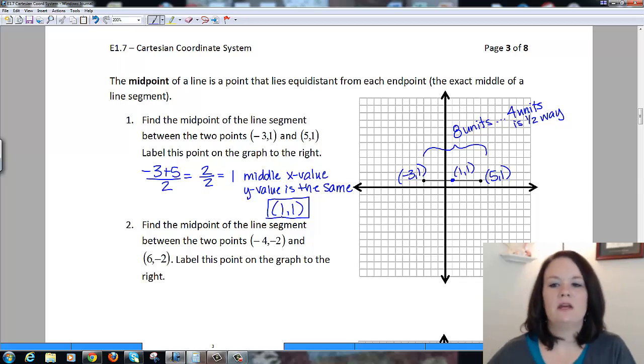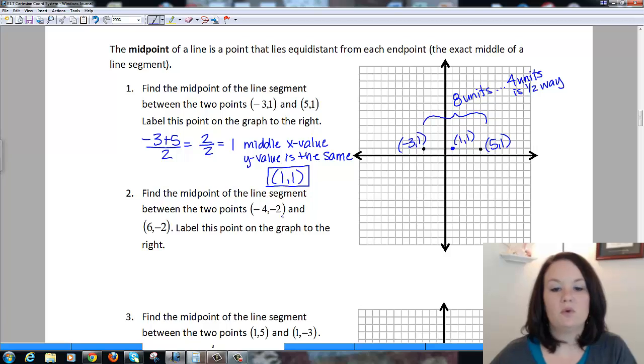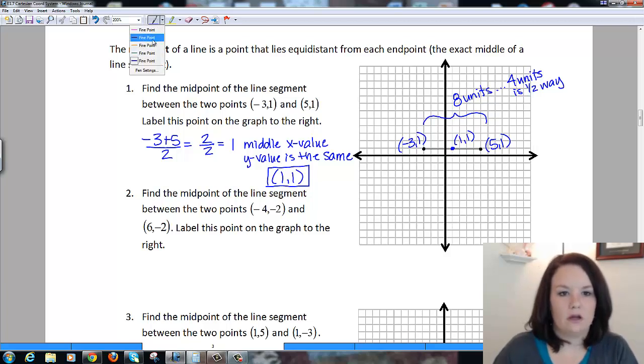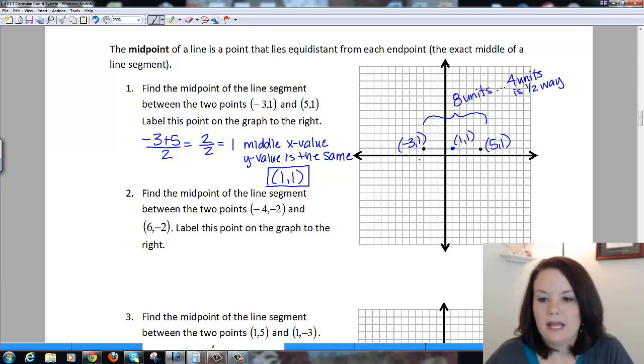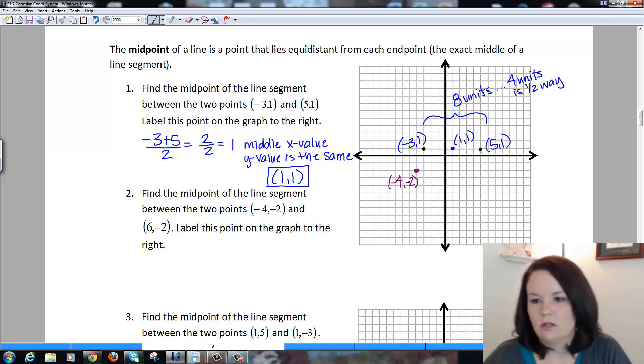So let's look at another way. This next one says find the midpoint of the line segment between the 2 points -4, -2, and 6, -2. So I'm going to go ahead and plot these points on here first. If I go to -4, it means I'm going on my x-axis left 4, and then my y value is -2, so I'm going down 2. Okay, so here's -4, -2, and then my next point is 6, -2. So this was 5, 6, and then down 2.